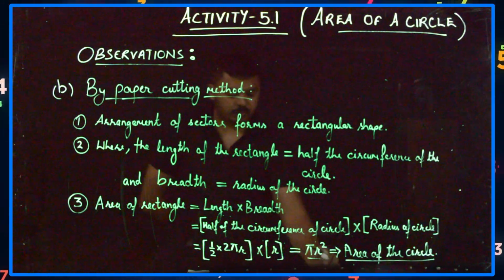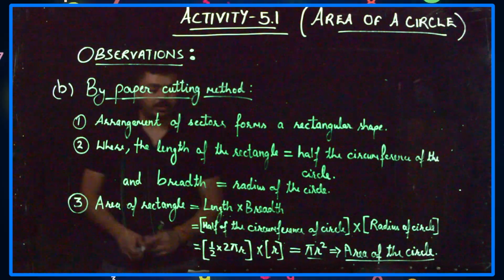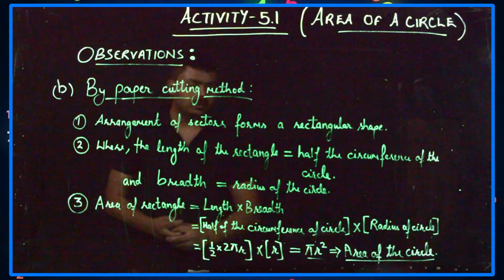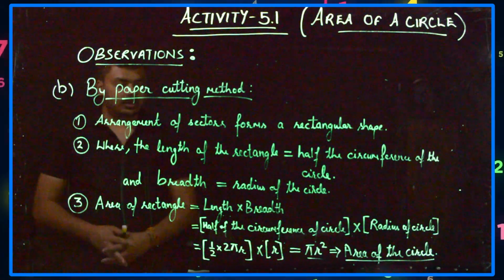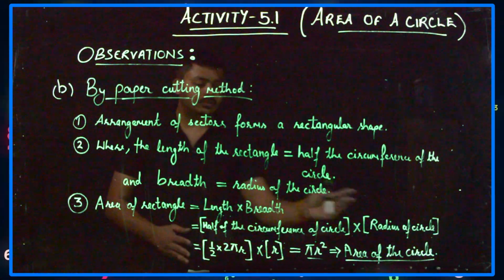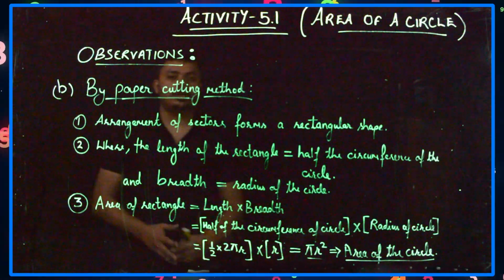In this way, we have proved that the area of a circle is half the circumference of the circle multiplied by the radius of the circle, or we can say the product of half of the circumference of the circle and the radius of the circle is equal to the area of the circle.